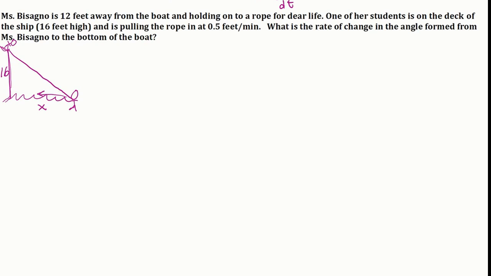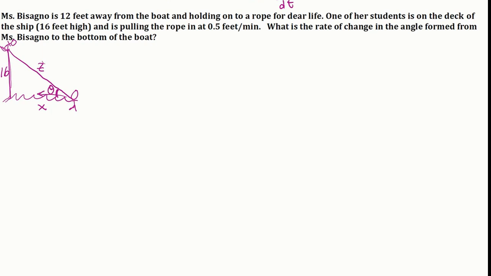And then we know that the rope is being pulled in at 0.5 feet per minute. So that, I'll call that Z, I guess. So Z is changing because the rope is being pulled in. And we are finding the rate of change in the angle formed from Miss Bisagno to the bottom of the boat. So we are looking at a rate of change of an angle here. So I need to also label my angle, and I'm going to label that theta.